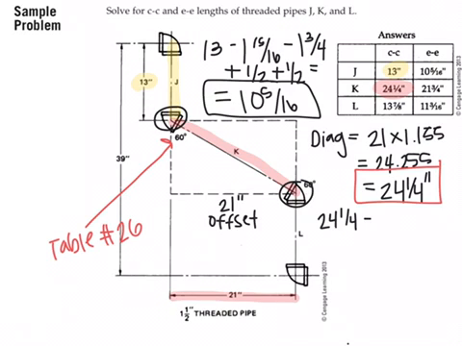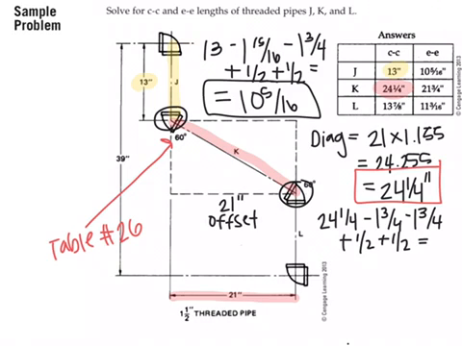So we would go to data table number 6. We go to 1.5 inches threaded, and that is 1 3/4. So we have to take off 1 3/4 inches from each fitting, plus we have to add back our threads on each fitting, which is a 1/2 inch on each.